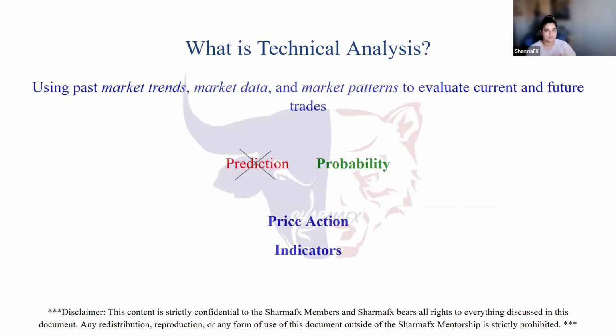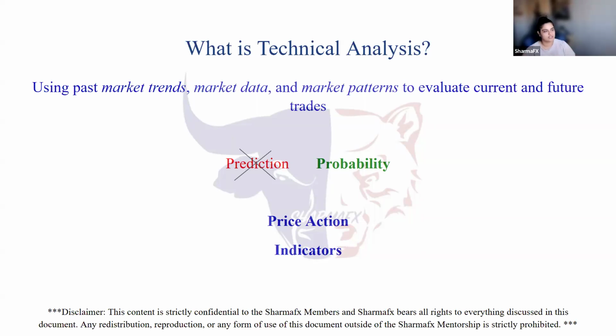So what is technical analysis, right? That's using past market trends, market data, and market patterns to evaluate the current and future trades. A lot of people get this a little bit confused between probability and prediction. We're not predicting. From a technical perspective, you should not be predicting where a market is going. That's what you're going to hear a lot of these successful traders saying as well. You should be reacting to the market, right? Instead of predicting where it's going. So instead of prediction, what you're looking at is my trade setup, which one has the highest probability of it playing out, right?